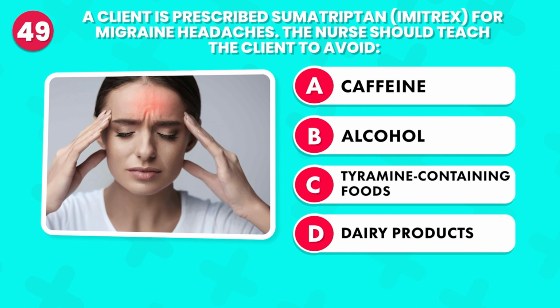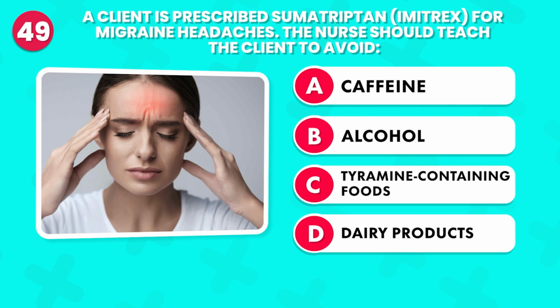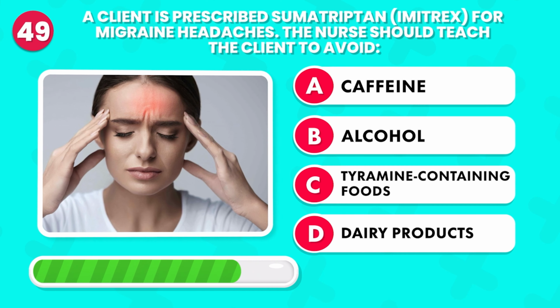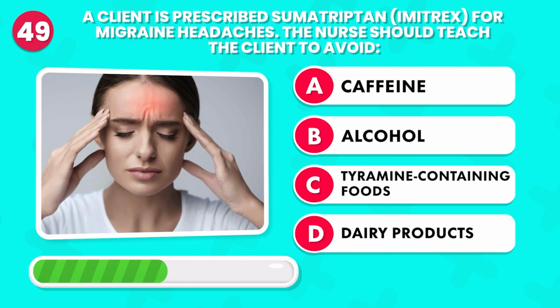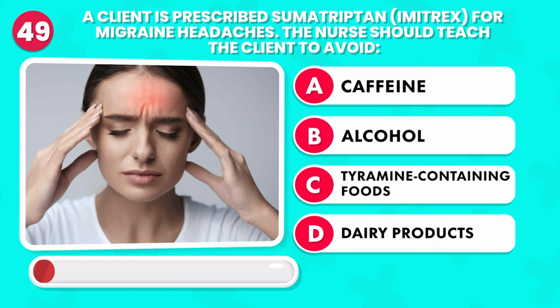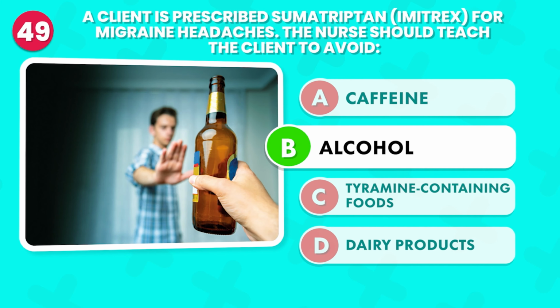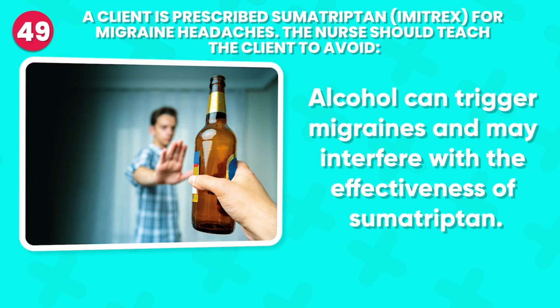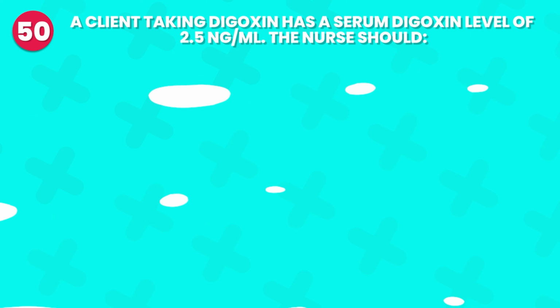A client is prescribed sumatriptan, Imitrex, for migraine headaches. The nurse should teach the client to avoid A. Caffeine, B. Alcohol, C. Tyramine-containing foods, D. Dairy products. It's B. Alcohol. Alcohol can trigger migraines and may interfere with the effectiveness of sumatriptan.